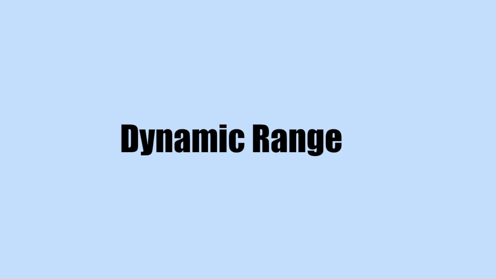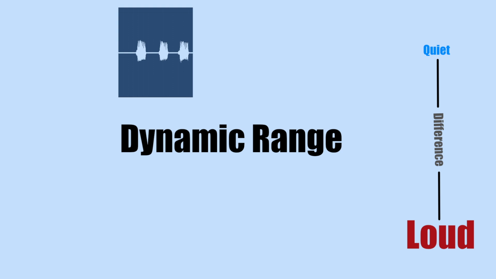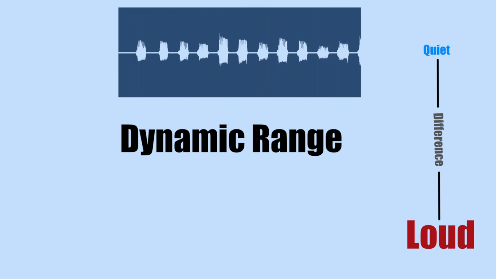Dynamic range is the difference in volume that exists between the quietest part of a signal and the loudest part of a signal. In this example, let's look at a guitar signal. Here's me playing a C on the A string of my guitar as quietly as I possibly can. Now, here's me playing the same note as loudly as I possibly can without taking a full strum.